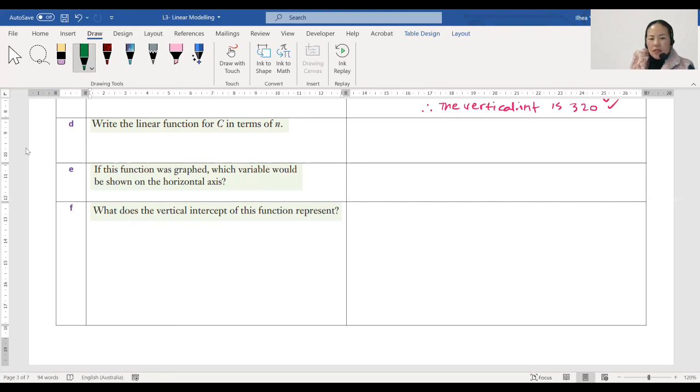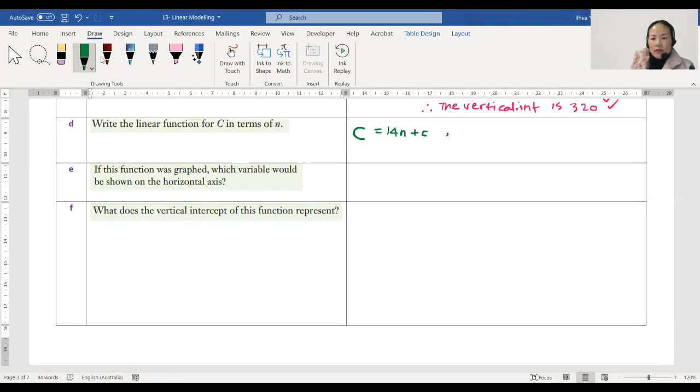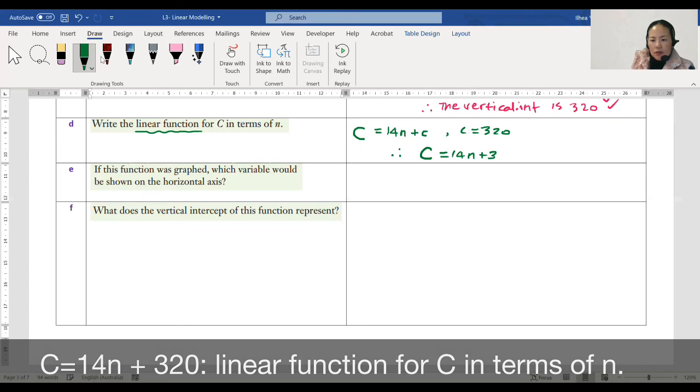Write the linear function for C. So that means we just have to write the equation. So what do we have? It was 14n plus little c. I made a mistake. There should be a big C. Now, we know that C is 320. So therefore, my linear function, which is a linear equation, is C equals 14n plus 320. That's it. That's all that is. That's not too bad.